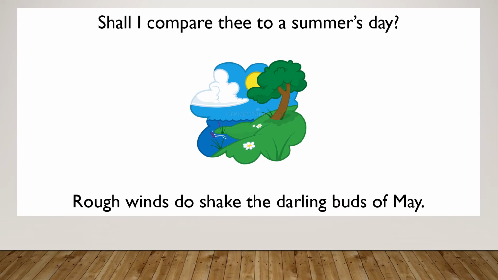Here are some more examples from Shakespeare's writing. These two lines are from one of his poems, Sonnet 18. Shall I compare thee to a summer's day? Rough winds do shake the darling buds of May.